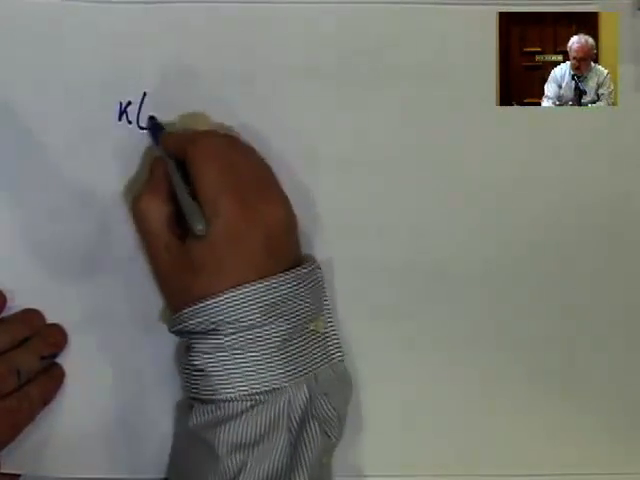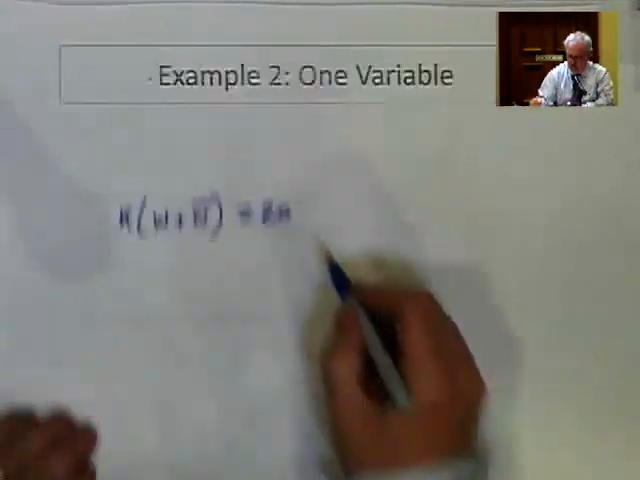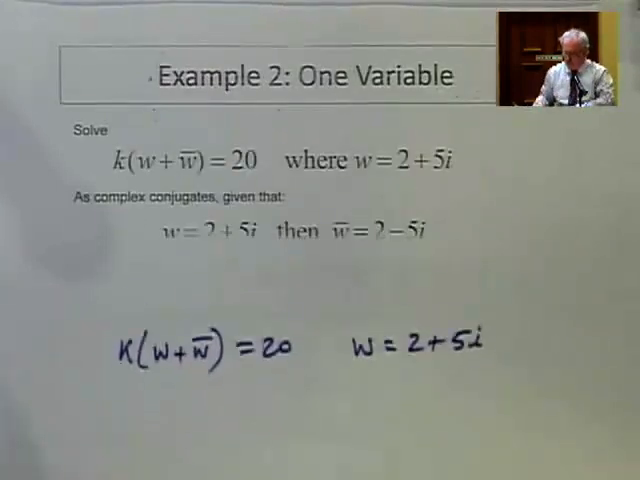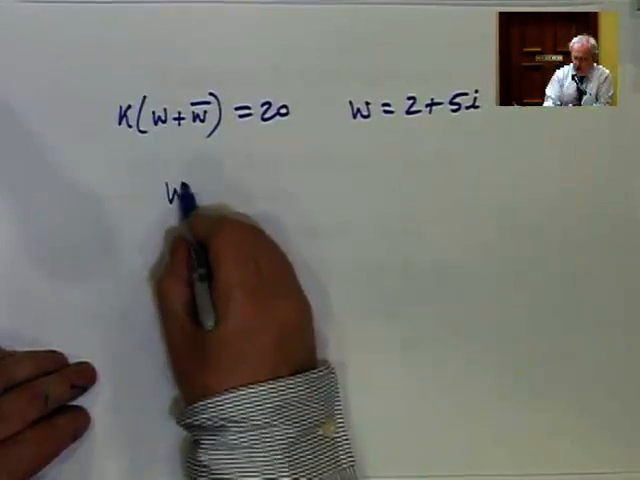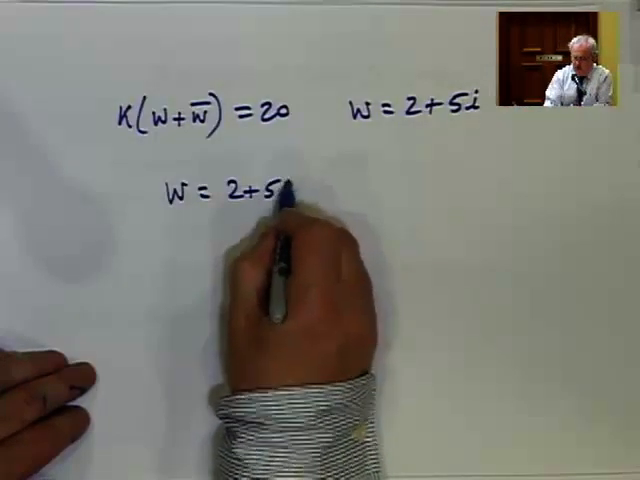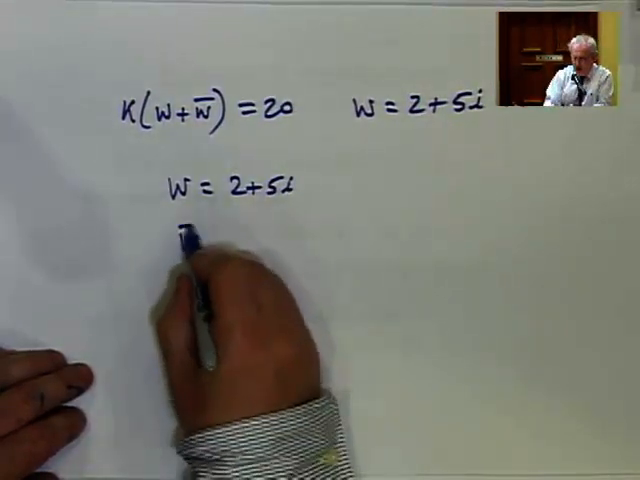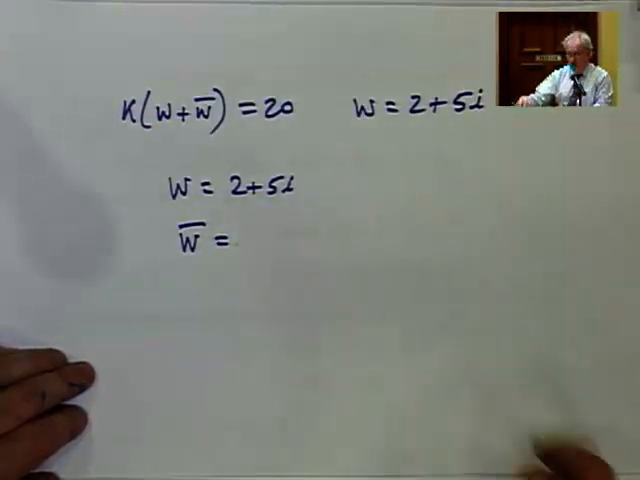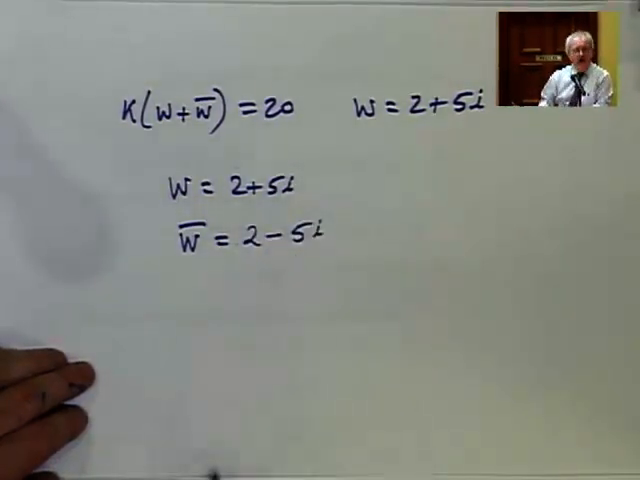An equation: find K, where K(W plus W bar) is 20, where W is equal to 2 plus 5i. How do you do that? Well, W is 2 plus 5i. Now, this is where you can forget a letter. You need to know your symbols. But what's W bar? W bar is its complex conjugate. The person who goes around with them all the time. The alter ego, the mirror image. So that's 2 minus 5i.